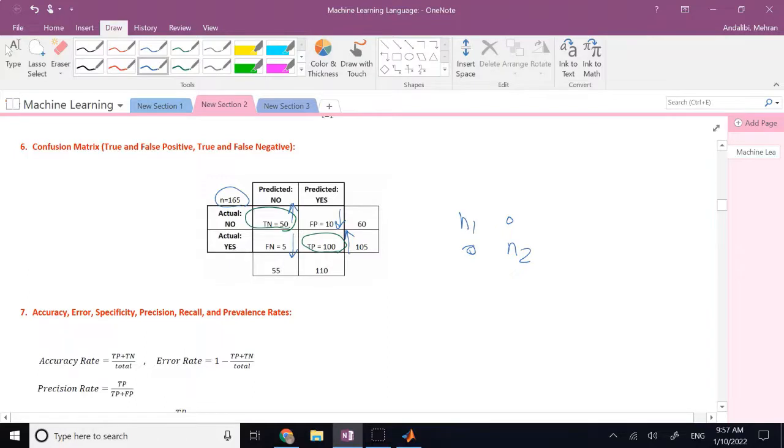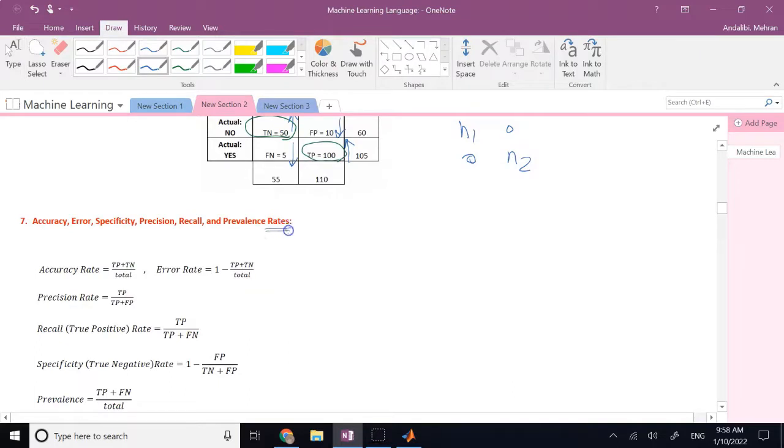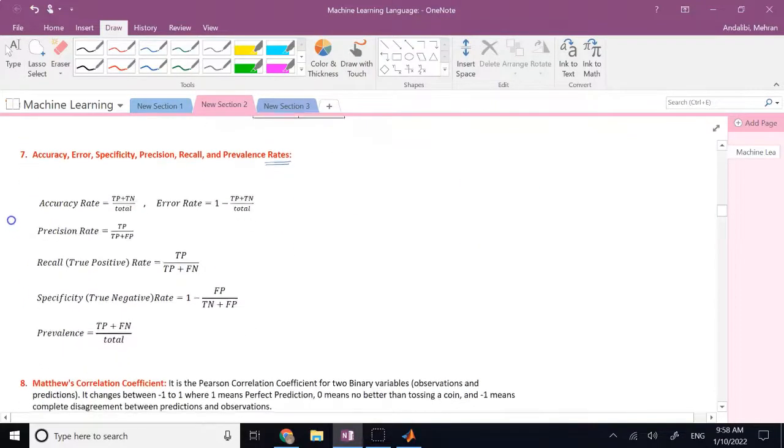But in reality, most of the time I would never get a perfect prediction. So now we can quantify the error a little bit better than just looking at the magnitudes of these numbers. We look at some ratios. So that's where we create some rates or ratios here to quantify better the performance of the machine learning algorithm.